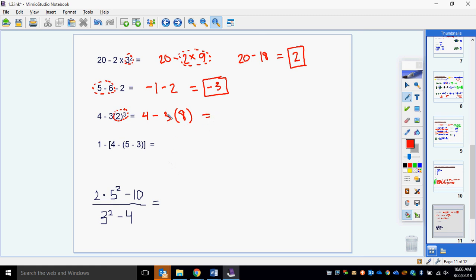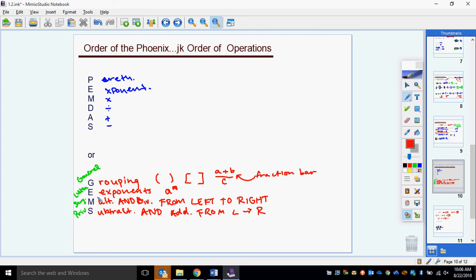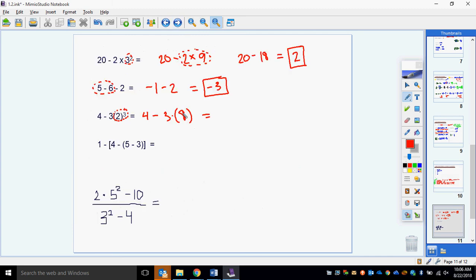All right. Now I see subtraction and I see multiplication. I need to do the higher order first. That'd be multiplication. So 3 times 8 would be 24. And I brought over the 4 and the minus sign. So when I take 4 minus 24, I get negative 20.